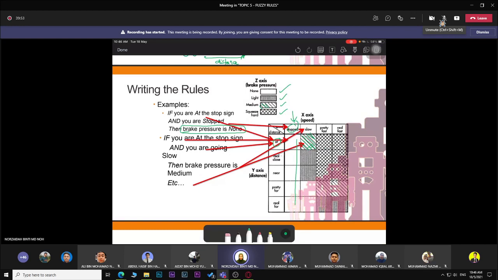Dia tak boleh lah bagi signal lama-lama tapi tak masuk-masuk kan. Kadang-kadang ada juga driver kita signal dah bagi tak masuk-masuk. Dia ni nak pergi mana sebenarnya? So it gives wrong impression kepada other drivers. So kalau dia nak buat sistem kereta yang self-driving, dia kena be rational lah.